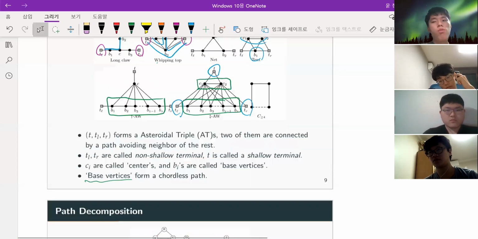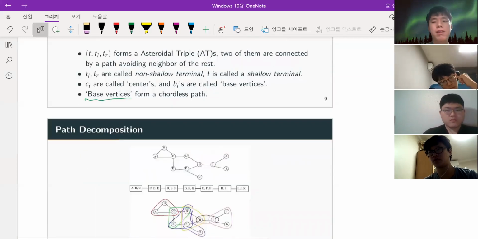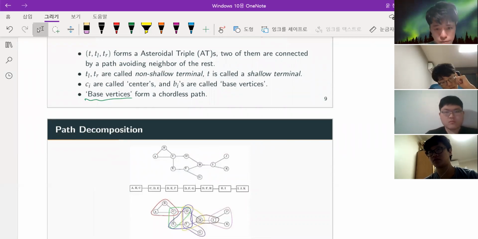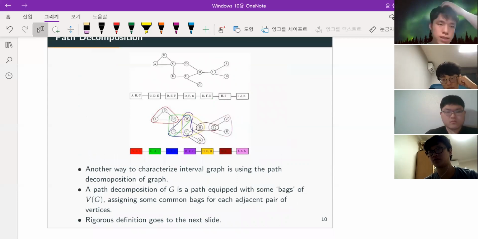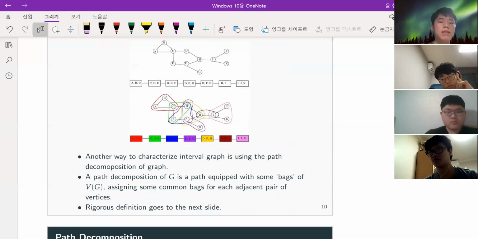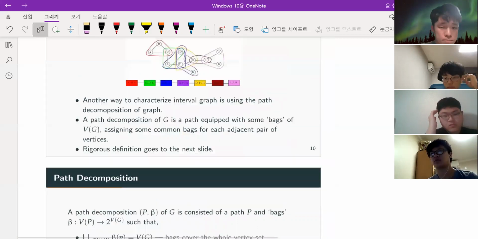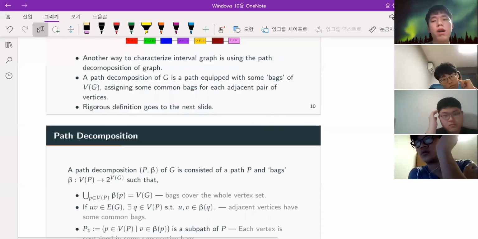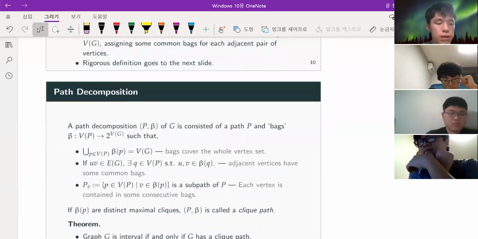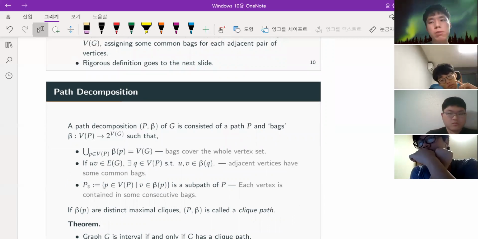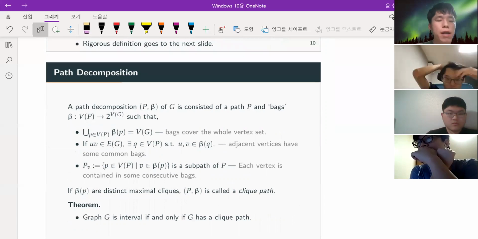So this is one method to classify and characterize interval graphs. Another one is more interesting. It is called path decomposition. In fact, path decomposition is applicable to any class of graph, but interval graphs are the class of graphs which admits a very special path decomposition.